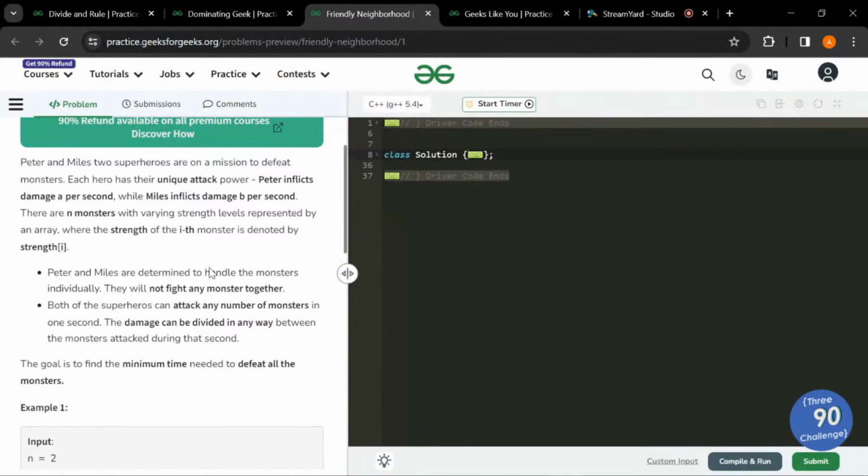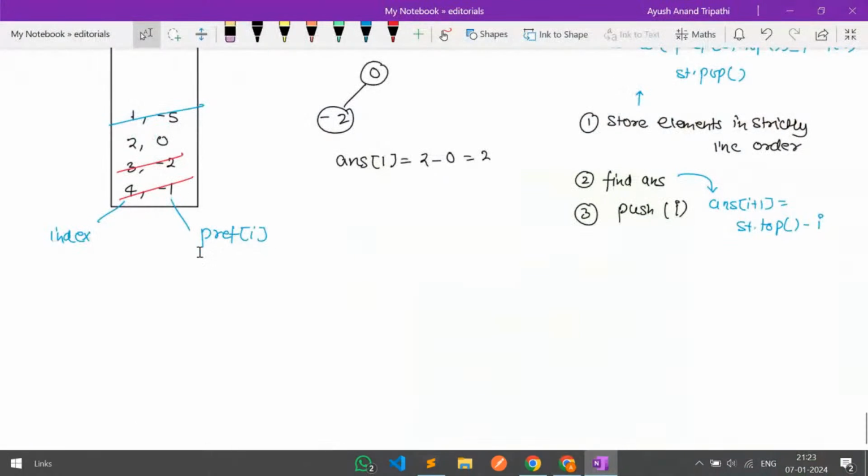So the idea here is to select the subset, right? Peter will select the subset, and that subset can be empty as well. And Peter will defeat that subset of monsters, right? And the rest of the monsters will fight against Miles. Now, if this is clear to you, let's write a recurrence relation here.